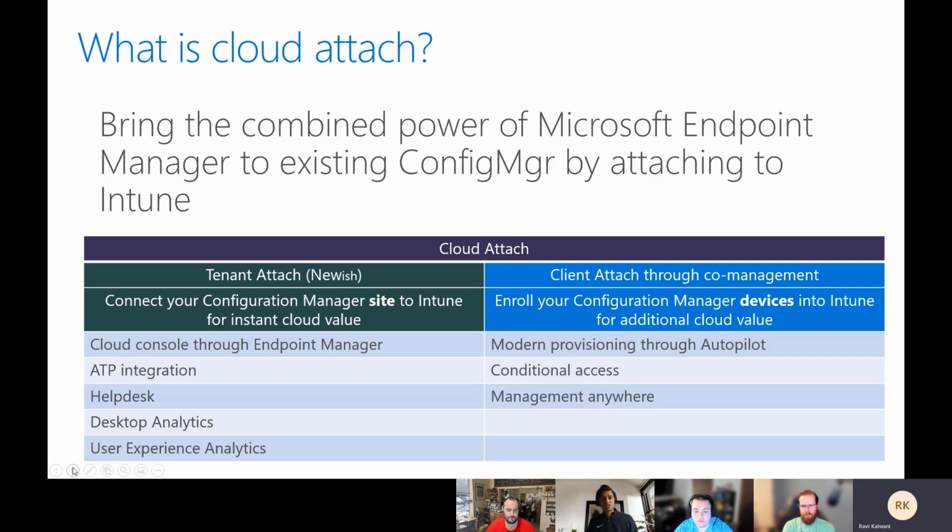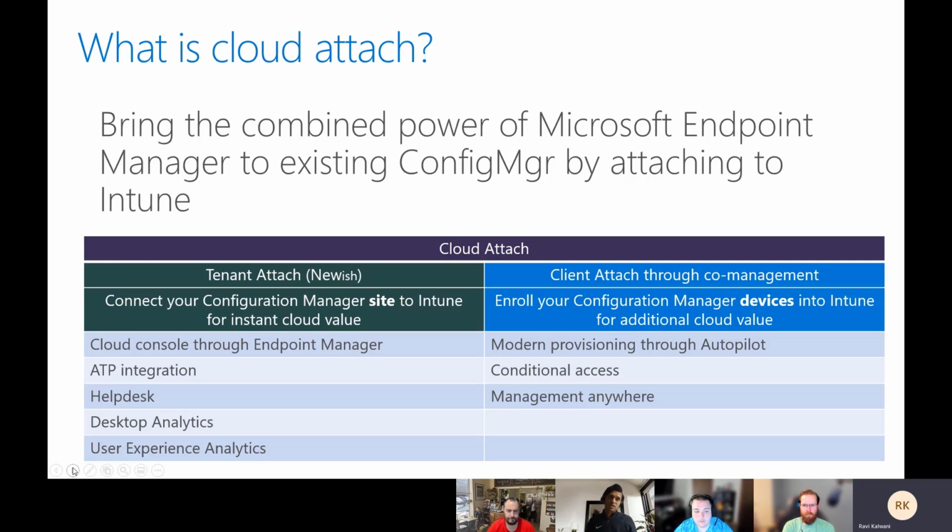And that is the reason there should not be a question coming from organizations, should I go co-management or should I go tenant attached? In a lot of cases, the value organizations are going to get is when they enable both. When they enable co-management, which is on the right-hand side, they get conditional access, which is one of the hero features that Microsoft demonstrates. It also gives you the capability of management anywhere because the devices are managed through Intune, and then modern provisioning, which is very, very popular, which is Autopilot.